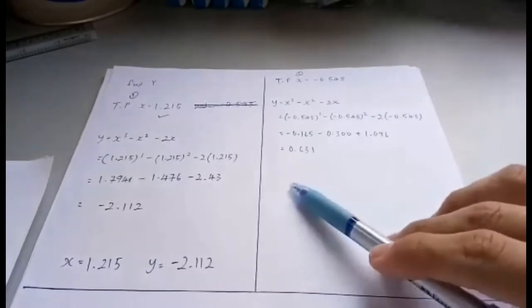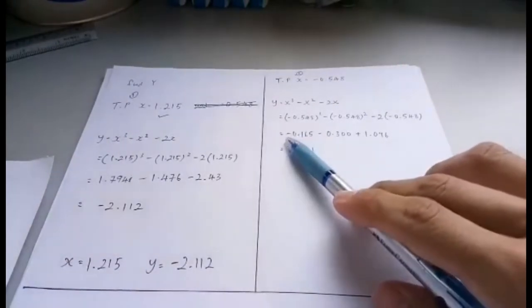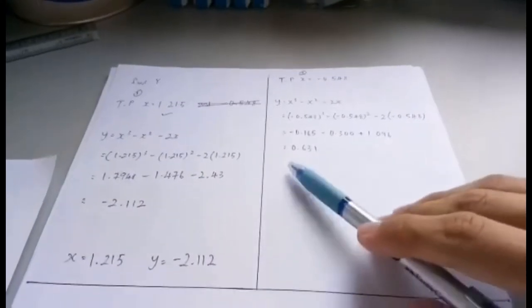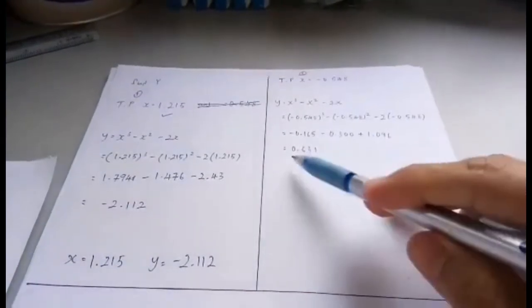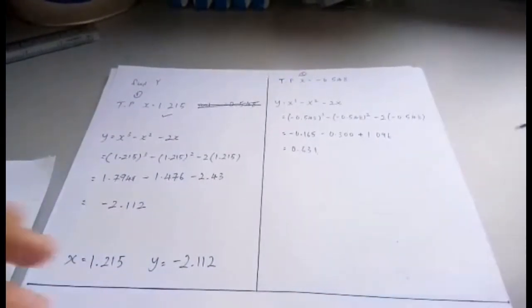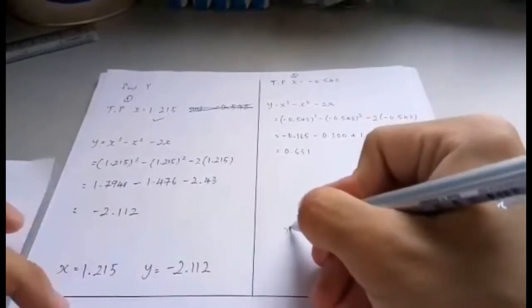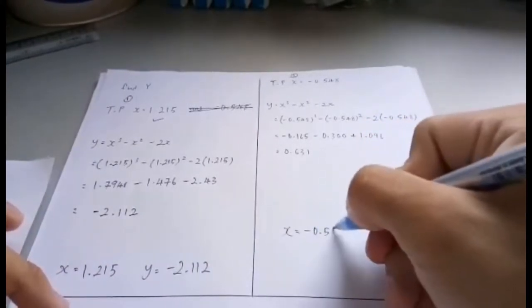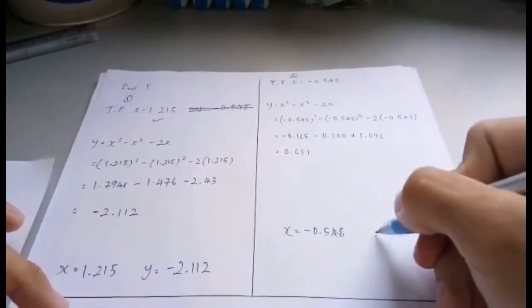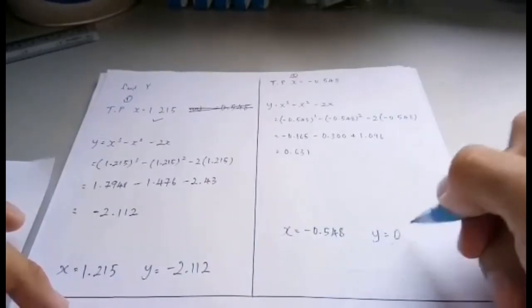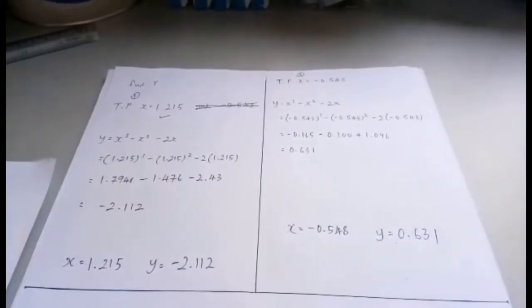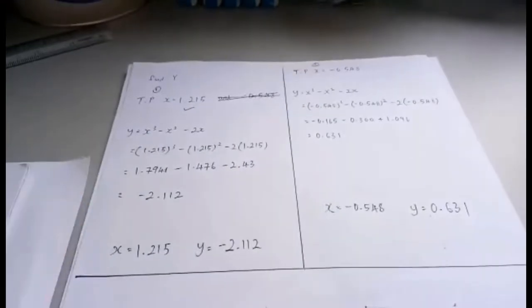So before I get the answer, I get this one. If you want to make sure, please press the calculator to check it. The answer I get is 0.631. Then the x is negative 0.548 and the y is 0.631. This is the part I form here.